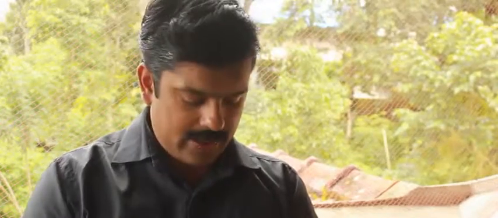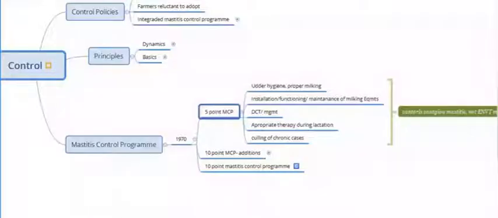So based on all these principles, dynamics and basics, the mastitis control program has been implemented, and there have been a lot of studies since the 1970s. Initially they came up with this 5-point mastitis control program. The 5 points are: udder hygiene and proper milking, installation, functioning and maintenance of milking equipment, dry cow therapy and management, appropriate therapy during lactation, and culling of chronic cases.